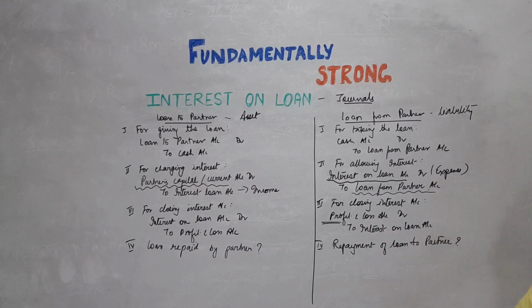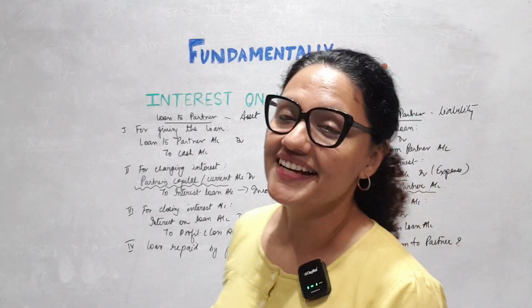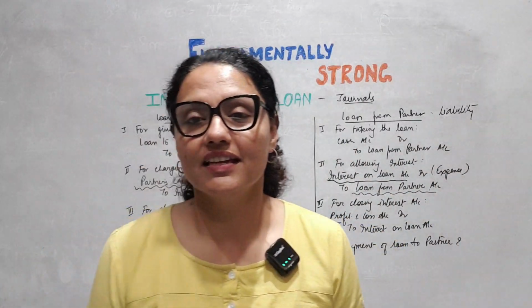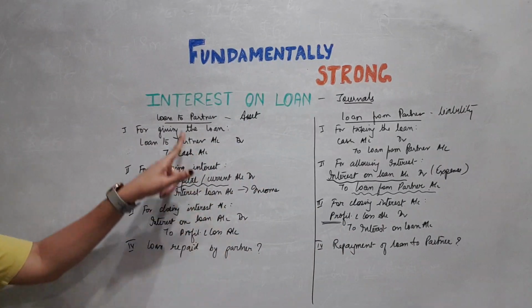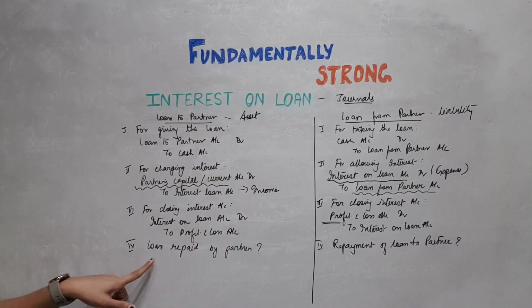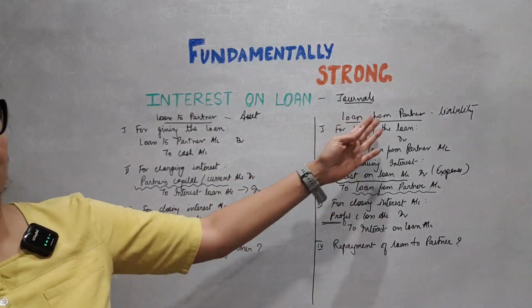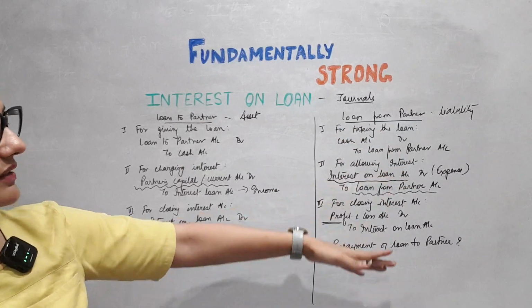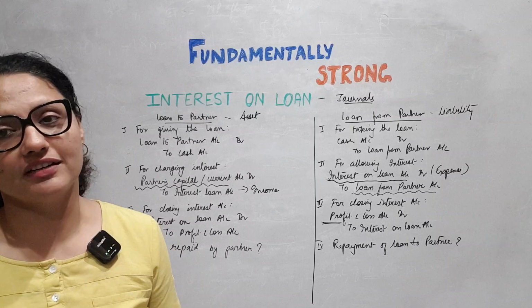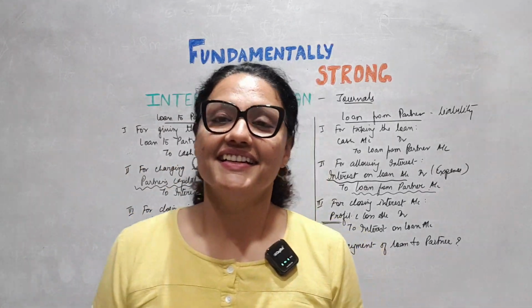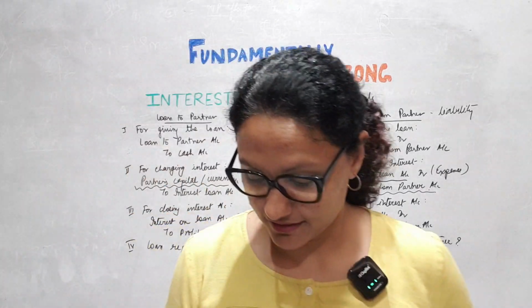Now the next thing is, this is a question for you and I would want you all to answer that. Write the answers in the comment section. What is the entry when the firm repays the loan to the partner? The firm had taken the loan from the partner and the loan is being repaid to the partner. What should be the journal entry? Alright? Fine. So comment in the comment section.